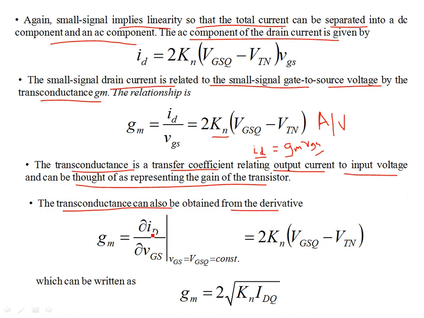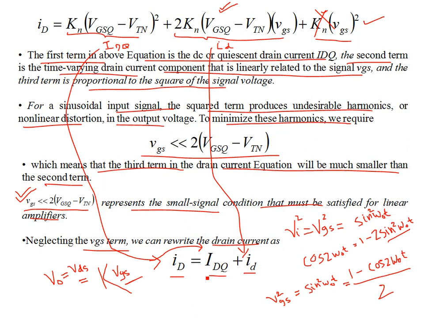So if you consider this instantaneous ID over here, and forget about the third term, consider this part only, and you take the partial derivative of ID with respect to VGS, then you see the first term is out. It's a DC term. For the second term, you're left with this quantity only. This is the transconductance gain, right?